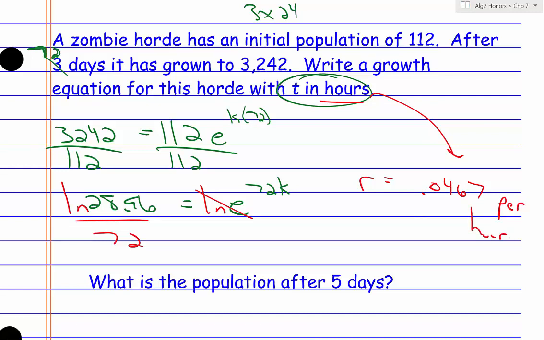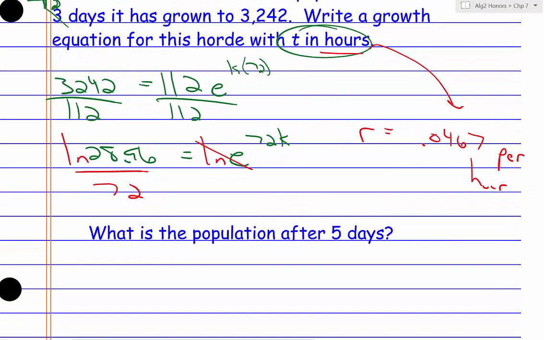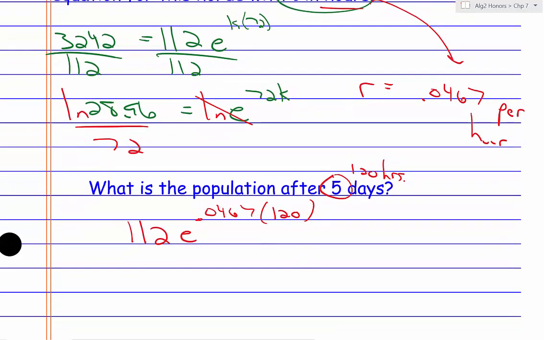Alright, so what is it after 5 days? Oh ho ho! Alright, so we're going to start with 112 zombies, and we're still going to use now our brand new growth rate, 0.0467, and for 5 days that's going to be 120 hours. Okay, so we have to make sure that our units are matching up. So this turned into a little bit like science class. Okay, so we're going to find out what's the actual number of zombies we end up with.